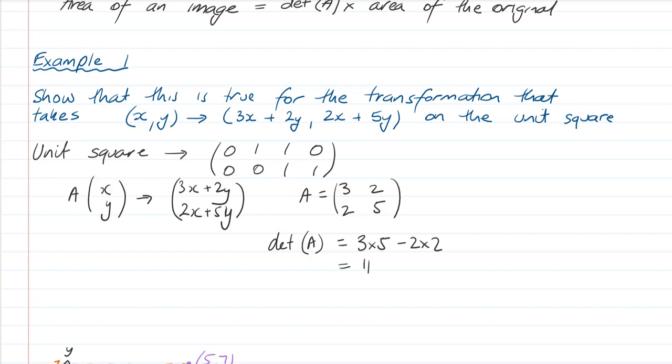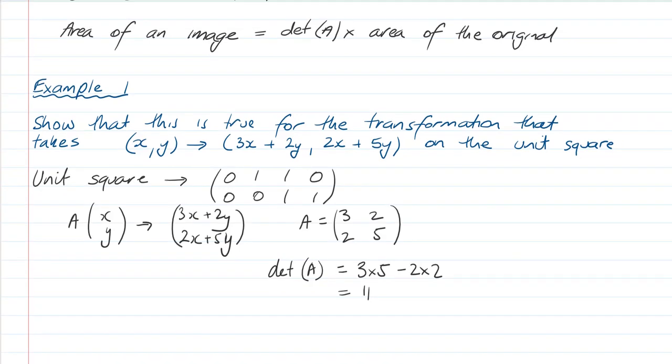So what I'm claiming here is that the area of the image is going to be 11 times the area of the original. Now this is by no means a proof, but it does give us an example which is unlikely to be coincidentally true. So we should be able to convince ourselves a little bit, if not give ourselves the reason to go looking for a proof. So let's have a look.